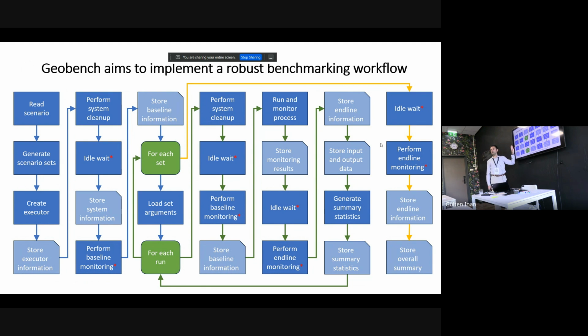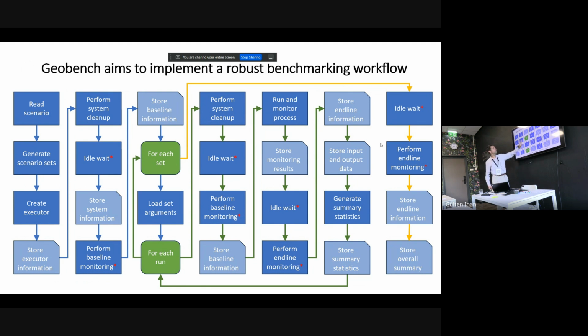Then we start the sets. For each set, we load the arguments that are set for that set. And then for that set, we start the runs. So for example, the buffer is 100. So our argument is 100. And the repetition is 4 times. So that means we have 4 runs with 100.